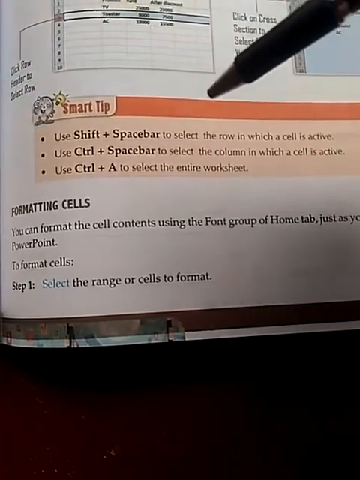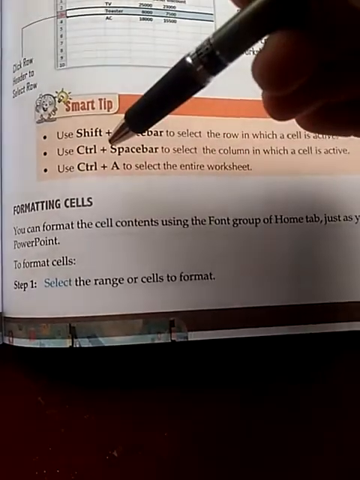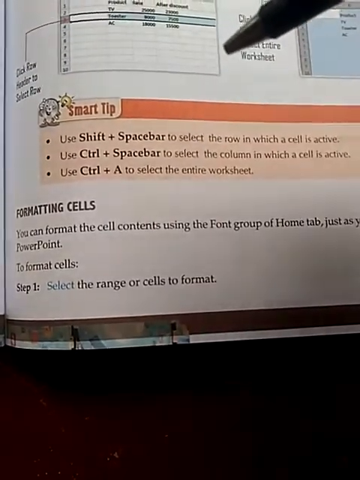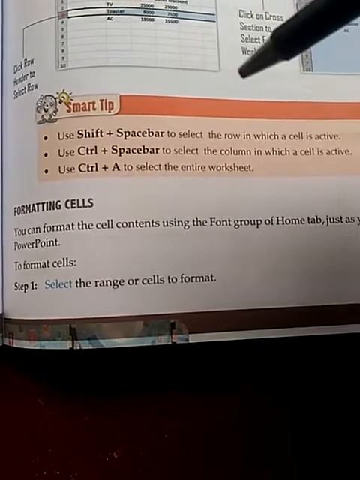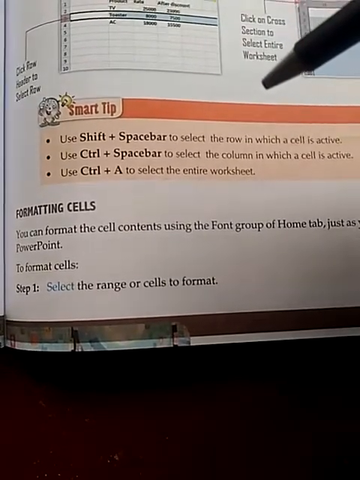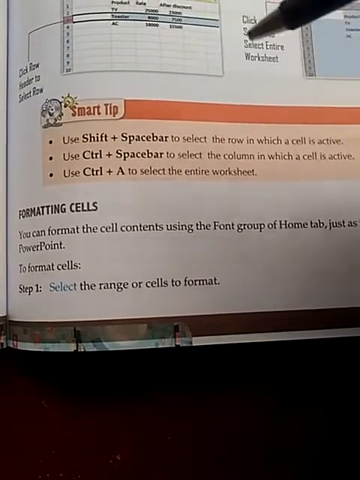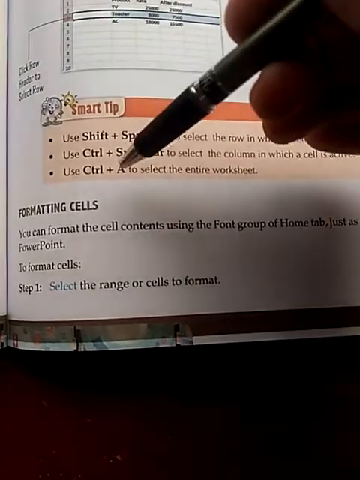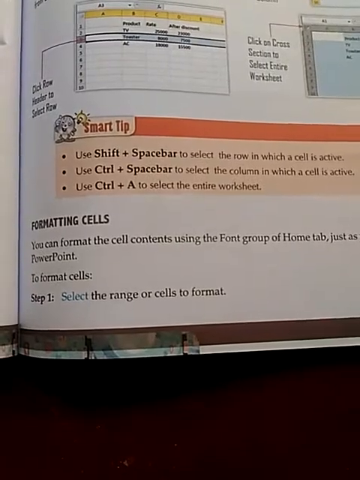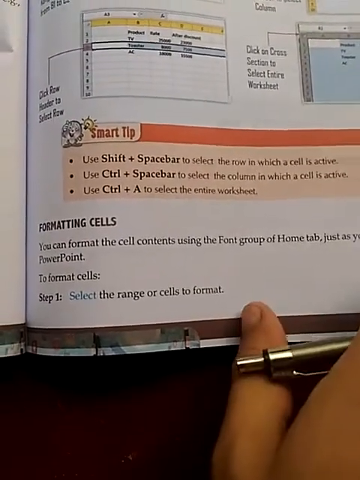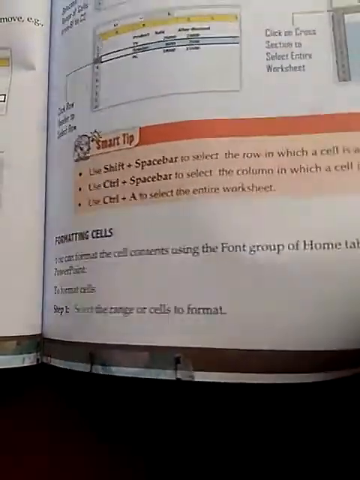If you want to select the entire column, then there is Control plus spacebar. It will select the column in which the active cell is present. And if you want to select the entire spreadsheet, then the shortcut key is Control plus A. So before formatting the cell, first you need to select it.